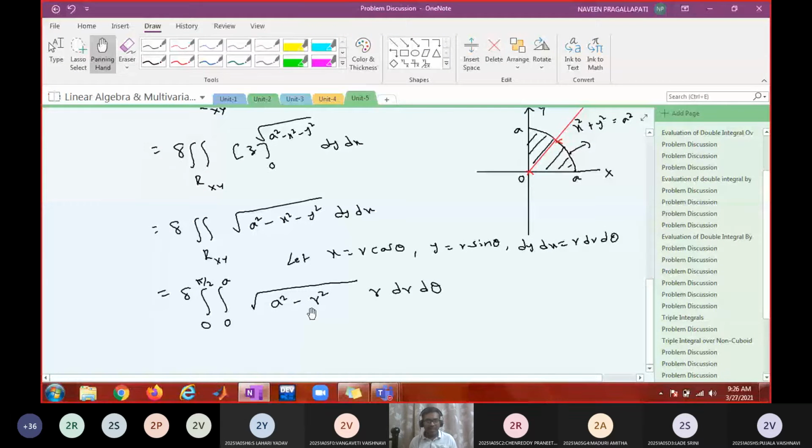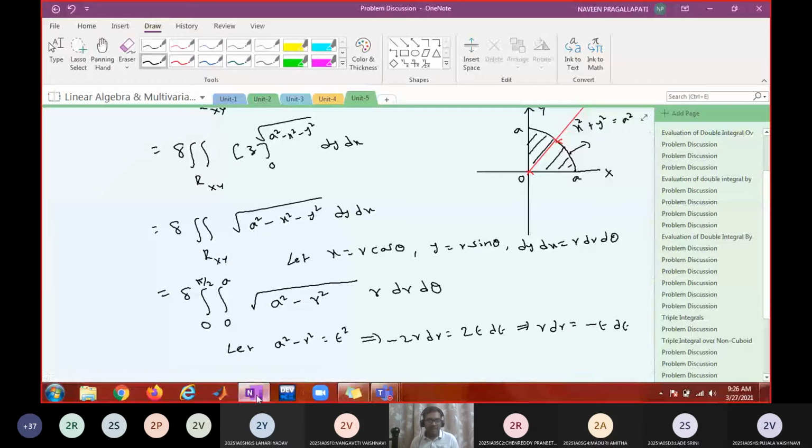When you take a square minus r square as t, okay, minus 2r dr will be dt. So from here onwards you can do it very easily. Okay, so you just take this a square minus r square equal to t square for the time being. This implies that minus 2r dr is equal to 2t dt. This implies that r dr is equal to minus t dt.